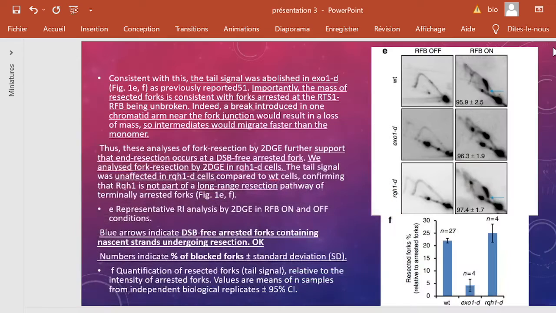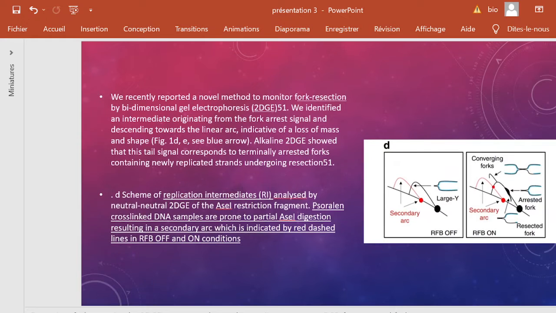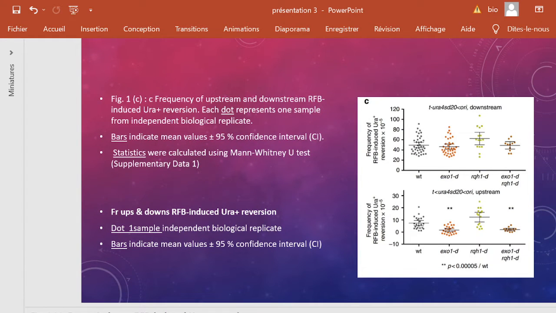Hello everyone and welcome to our new video in which we are going to give more details about figure C. So let's get started. Figure C, as we see here, represents the frequency of upstream and downstream reversed fork per year induced URA plus reversion.